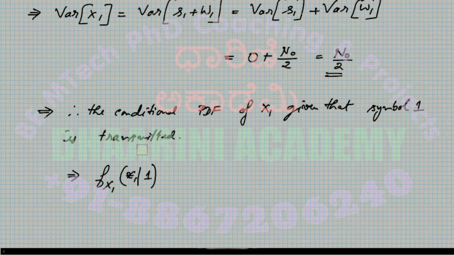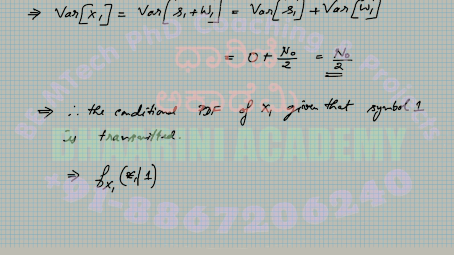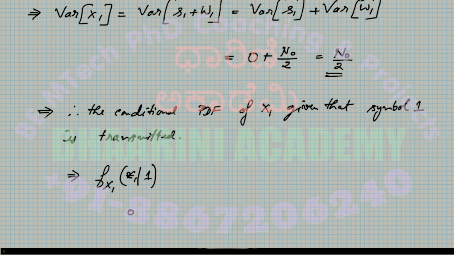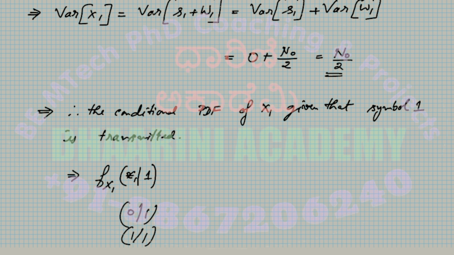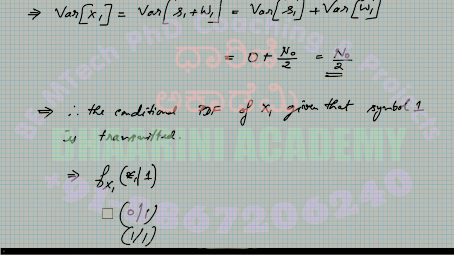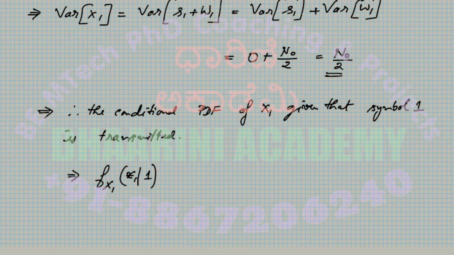So x1 can take 0. When you expand this further, you can put 0 bar 1 here, indicating that you are calculating the PDF of receiving a 0 when you sent 1. Or you can even write 1 bar 1, indicating the probability that you receive a 1 when 1 was sent. Right now we are not calculating a specific value because I'm trying to write the equation, the PDF.